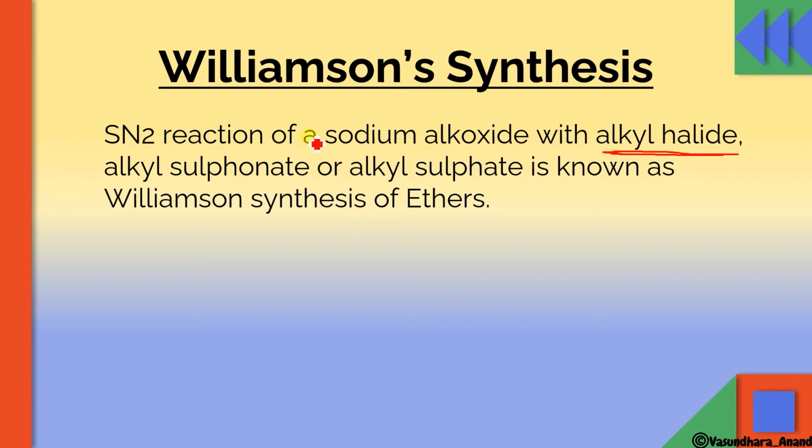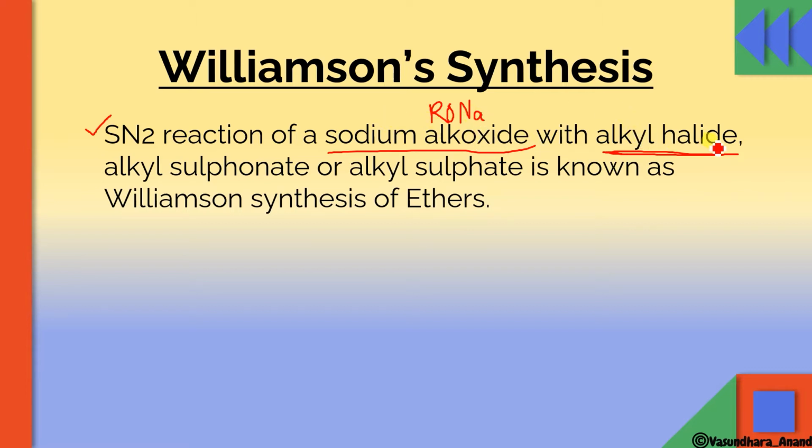The first thing, Williamson synthesis follows the SN2 reaction. This is the important thing. Another, it will be sodium alkoxide, which is also known as RONa. Learn RONa, where this Na is sodium, and OR means alkoxide. Depending upon R, it will be named accordingly. Like if it is 2 carbon, it will be sodium ethoxide, 3 carbon, it will be sodium propoxide, something like that.